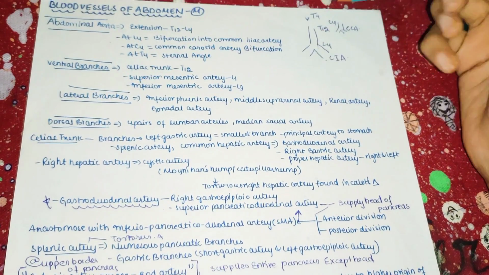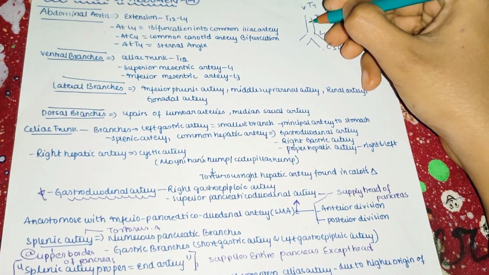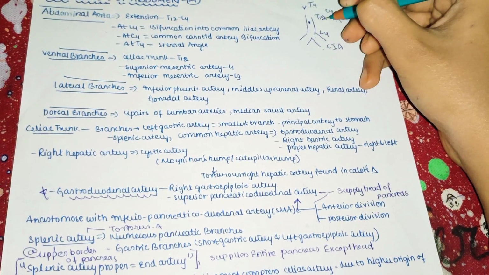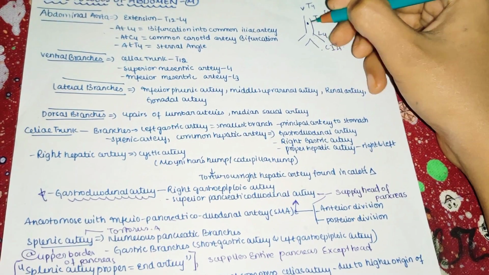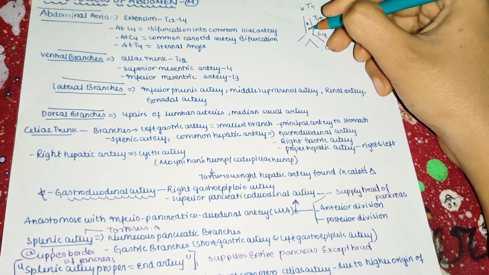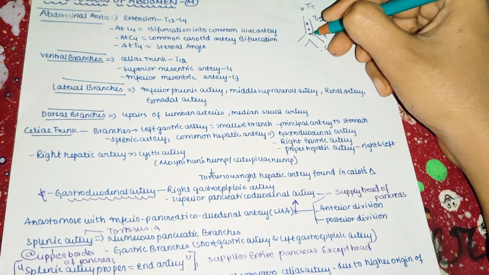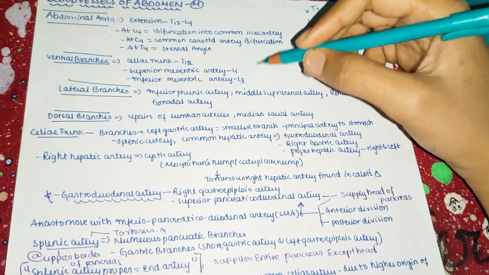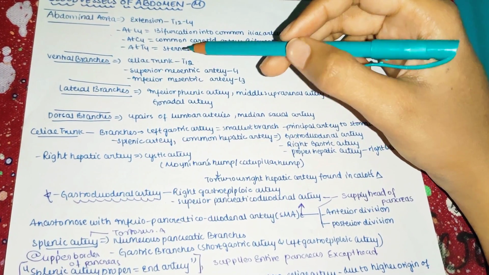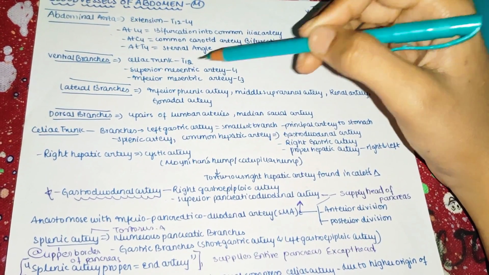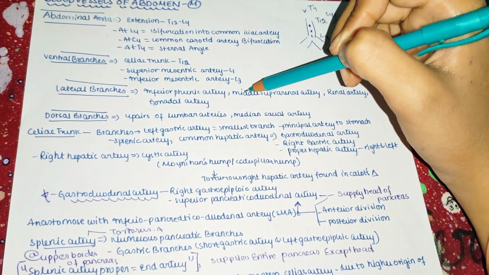Now coming to the ventral branches. The ventral branches from the aorta are the celiac trunk at the level of T12. This is the celiac trunk. And the superior mesenteric artery at the level of L1 and the inferior mesenteric artery at the level of L3. So celiac trunk at T12, superior mesenteric artery L1, inferior mesenteric artery L3.